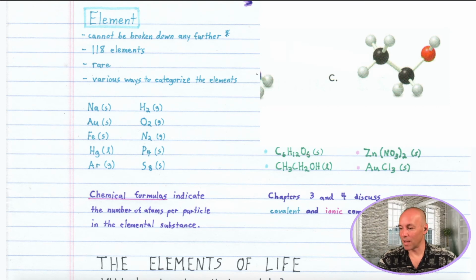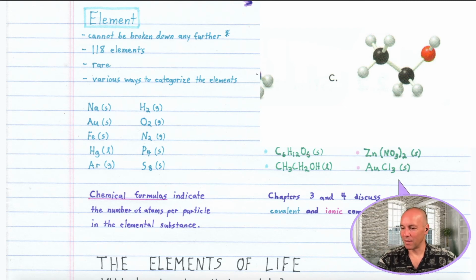So we already saw ethanol right down there, CH3CH2OH. Here's your CH3, CH2OH. And so that's what a molecule of ethanol looks like. And that's why the formula is written like that.